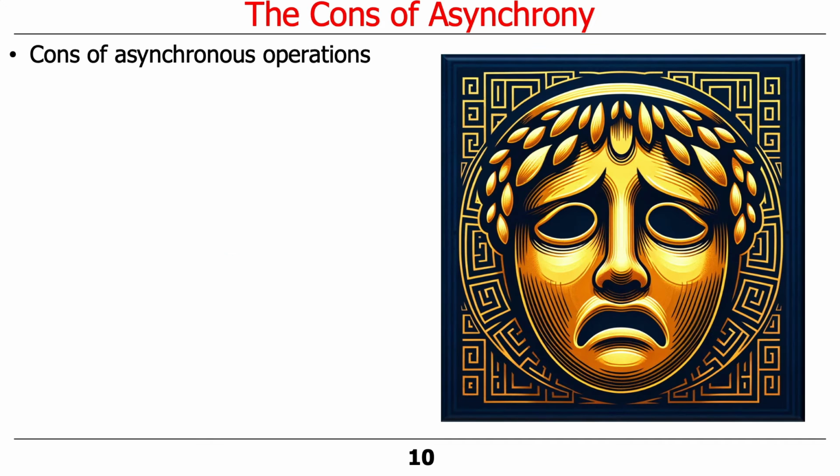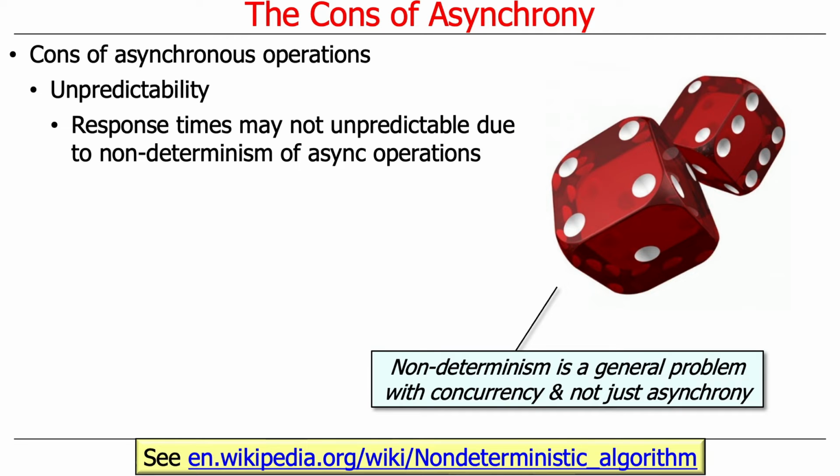But of course, not everything is rainbows and unicorns. There are some downsides to doing all this stuff. One issue is that whenever you start doing things that are asynchronous, your system may become more unpredictable because there's inherent non-determinism. Non-determinism means you don't necessarily know, looking at your code, exactly how it's going to work and how exactly it's going to perform.